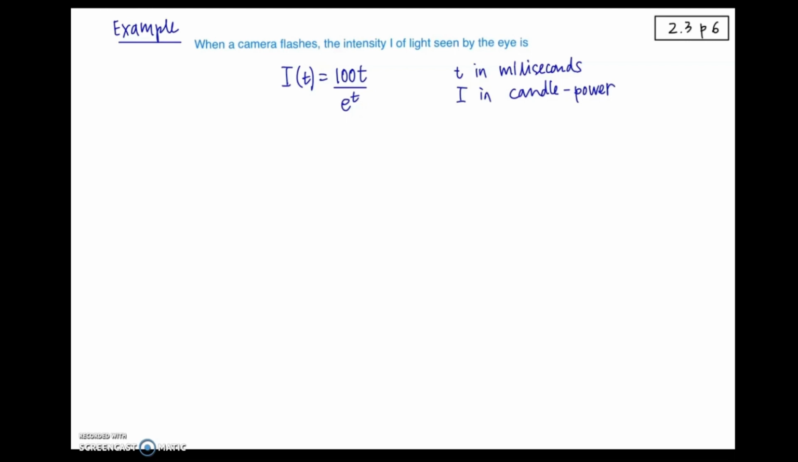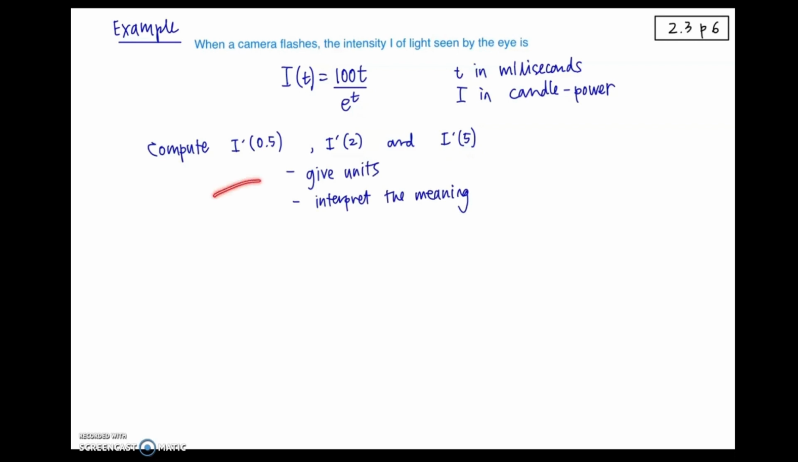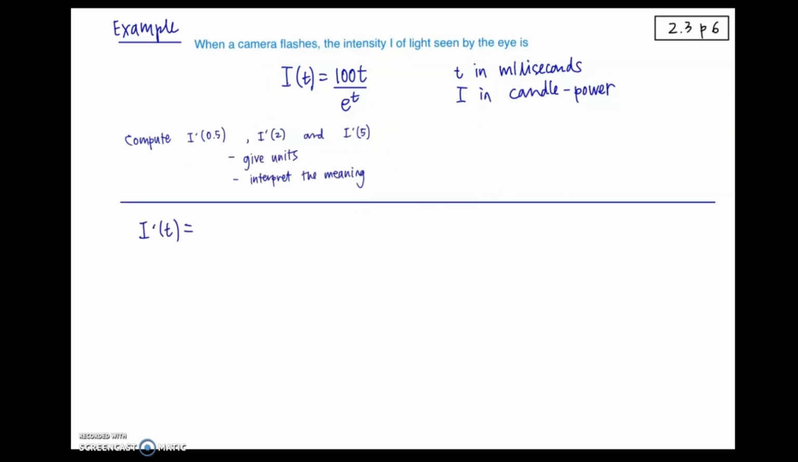And what we're asked to do is compute I prime of 0.5, I prime of 2, and I prime of 5. And we're going to be asked to give the units of each of these and then interpret the meaning of each of these. So this would be a good one to pause the video and find each of these things on your own, and also take a stab at giving the units and interpreting the meaning. For this problem, we know that we're going to need to use the quotient rule to find these derivatives because the main function is a quotient.